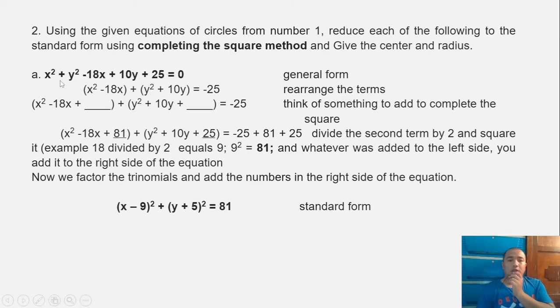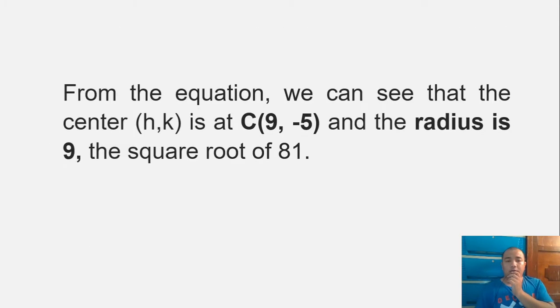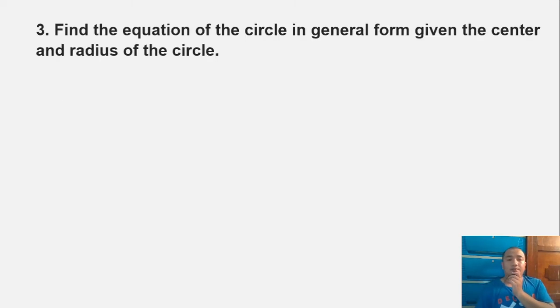So as you can see, the general form of the equation of the circle had become the standard form of the equation of the circle. And from the standard form of the equation of the circle, we can now determine immediately the center, which is 9, -5, while the radius is the square root of 81, which is 9. So the center is 9, -5, while the radius is 9. Same answer as in number 1.